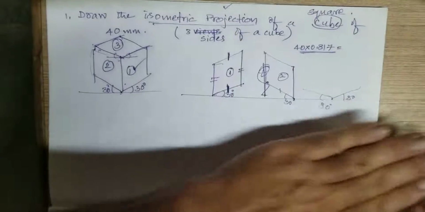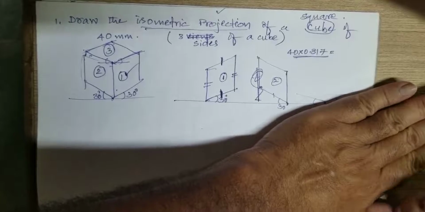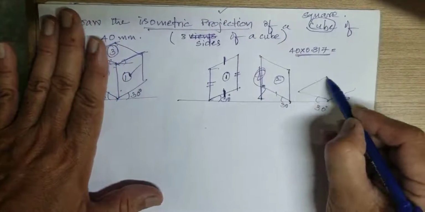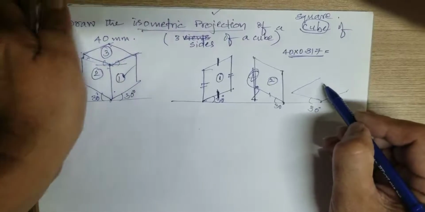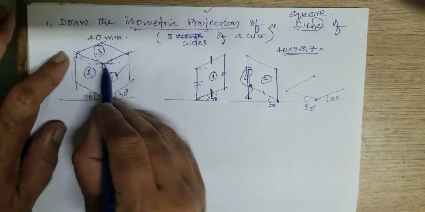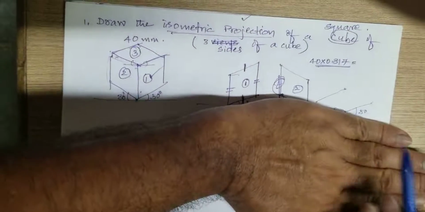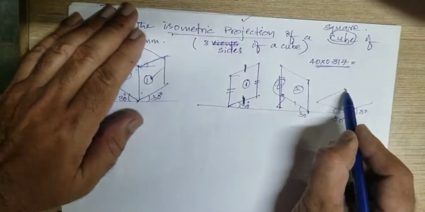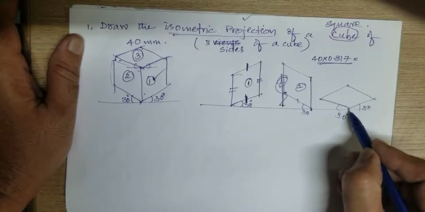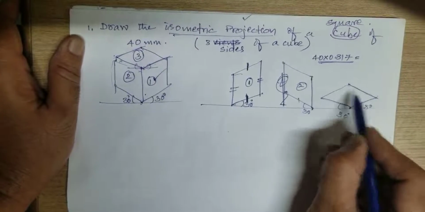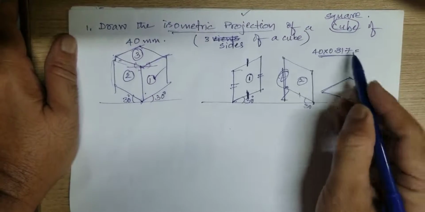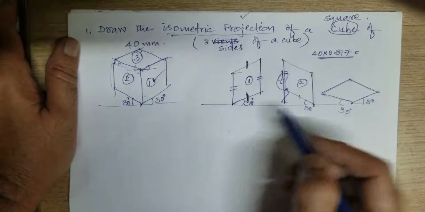So keep your mini drafter here, make it tight with the fulcrum, keep it over here, and draw the length which is equivalent to this length, 0.817 times 40. Now this line is parallel to this line, so keep it over here and draw it. This is how we are going to have it. Draw this line with an HB pencil. This is the isometric projection.